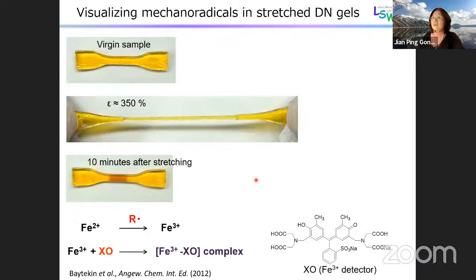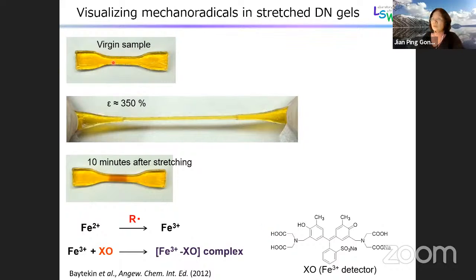And to do this, first we try to confirm that there are mechanoradicals in the gels. We try to use this kind of phantom reaction. These phantom reactions use ions. This ion will react with the mechanoradicals and become an oxidized state. And these oxidized ions will react with a dye to make a complex. And this complex will show a different color compared with the original color of the dye.